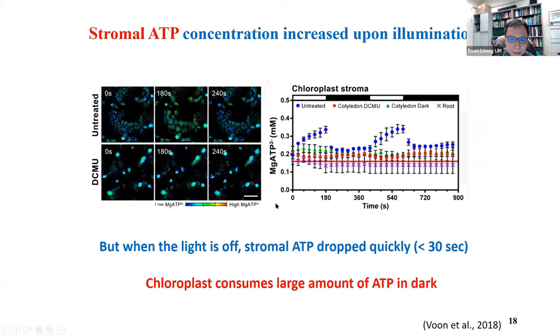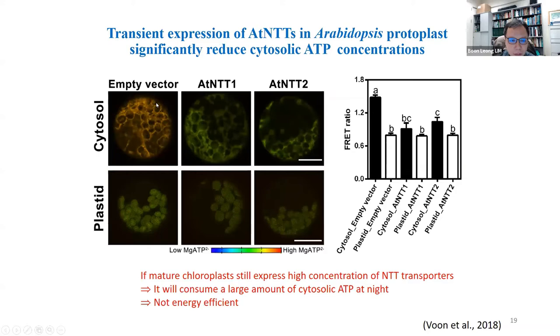And then we collected protoplasts from the cotyledon that carry the sensor in the cytosol. Then we transfected the vector carrying NTT1, NTT2, or the empty vector into the protoplasts and incubated overnight. We can see that if NTT1 and NTT2 were overexpressed, the ATP concentration in the cytosol actually decreased to a very low level. So this experiment showed that if mature chloroplasts still expressed a high concentration of NTT transporter, they would consume a large amount of cytosolic ATP at night, and it is not energy efficient.